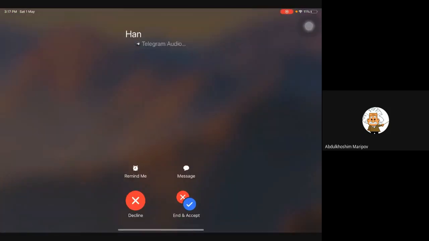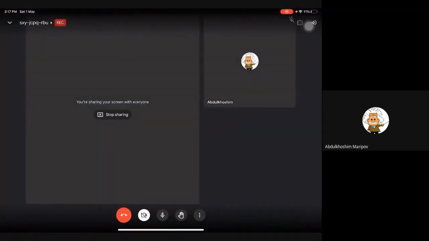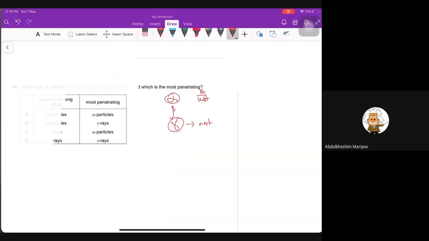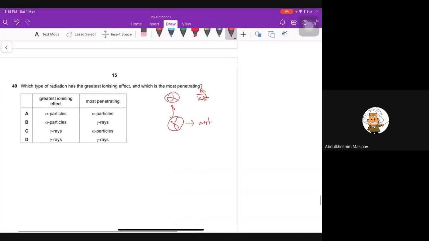So penetration would be gamma, the ionization alpha. Okay, this would be B, guys. All right, so this much for today.